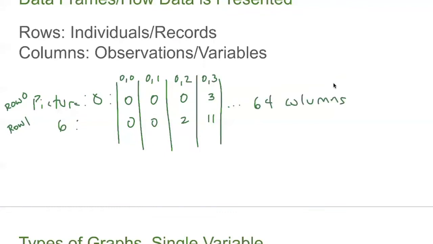You'll have this arranged in a large rectangle, so you have one row for each picture of a digit, and you'll have 64 columns, one for each pixel in that picture. So the rows are, in machine learning, typically called records, and the columns are called variables. In statistics, that's often individuals for the rows and observations for the columns. So just to match those two pieces of terminology.